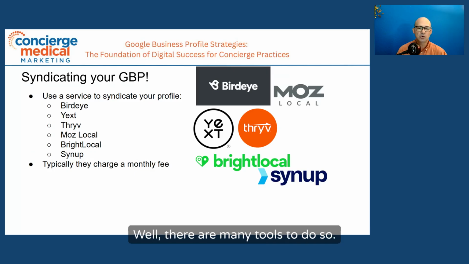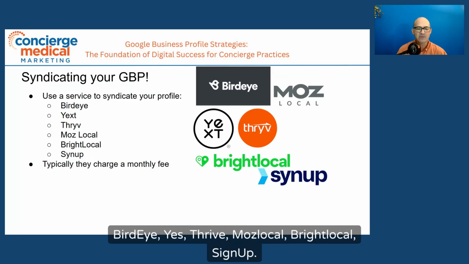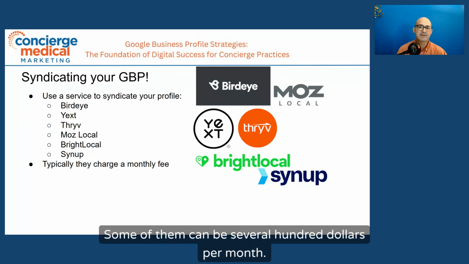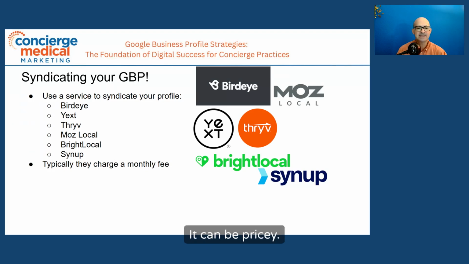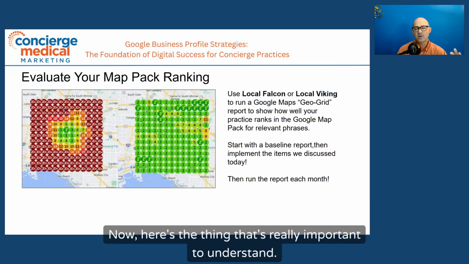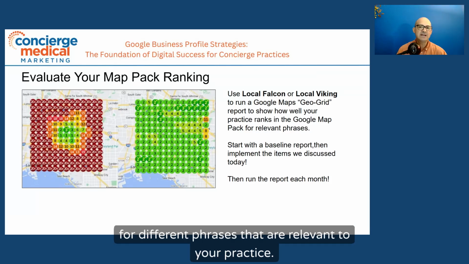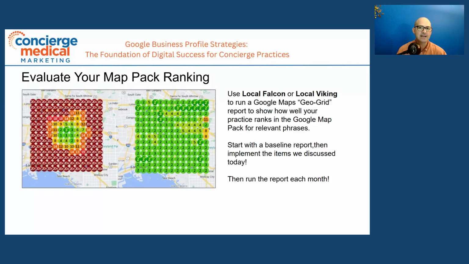How do we syndicate a Google business profile? Well, there are many tools to do so. Birdeye, Yext, Thrive, MozLocal, BrightLocal, SignUp. They typically charge a monthly fee. Some of them can be several $100s per month. It can be pricey. Now, here's the thing that's really important to understand. You need to figure out how well your Google business profile ranks in the Google Map Pack for different phrases that are relevant to your practice.